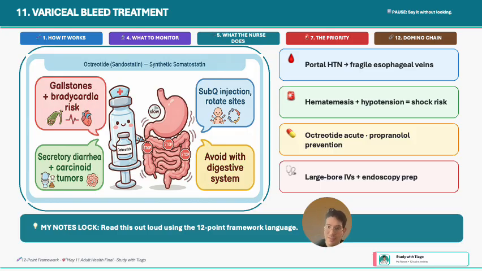Teaching comes later, right? During the bleed, the priority is circulation, airway awareness, and stopping the bleeding. So think of it like this: bleeding varices are not a teaching moment. They are stabilize and stop the bleed.